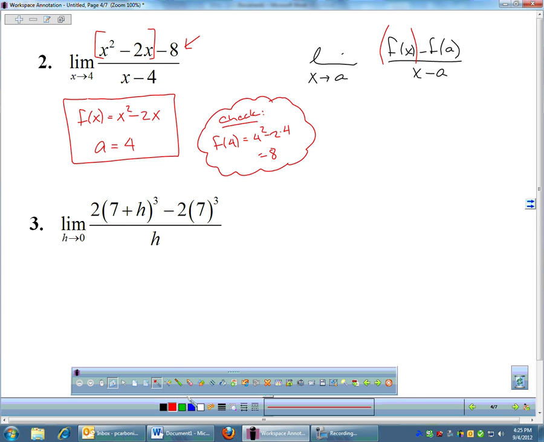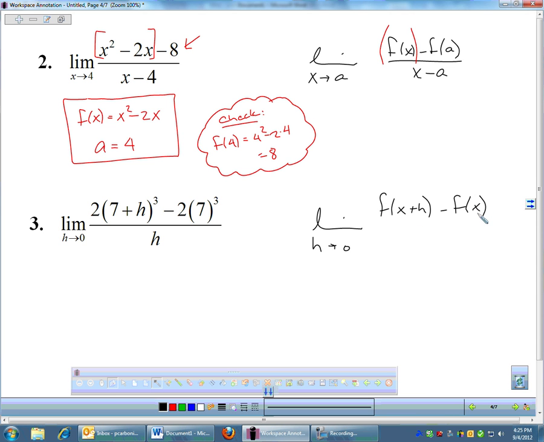Let's see, number 3 here, getting a little bit more complicated because this time, if you notice, it's the limit as h approaches 0. That means I'm not using this definition, the definition I use in 2. I'm using the limit as h approaches 0, and we know that the limit is f of x plus h minus f of x all over h.